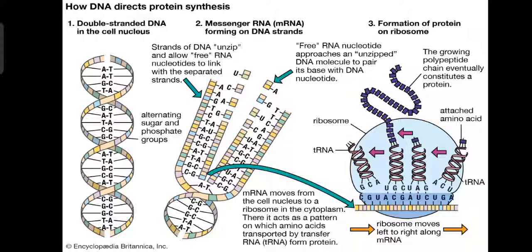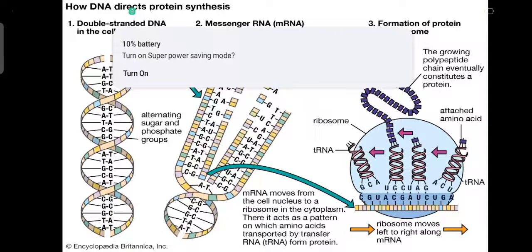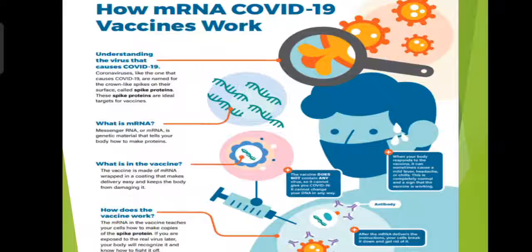mRNA moves from the cell nucleus to the ribosome in the cytoplasm. There it acts as a pattern on which amino acids transported by transfer RNA form protein. In the third step, the formation of protein, as we can see, the ribosome moves left to right along the mRNA. The growing polypeptide chain eventually constitutes a protein, with attached amino acids. This is how DNA directs protein synthesis.